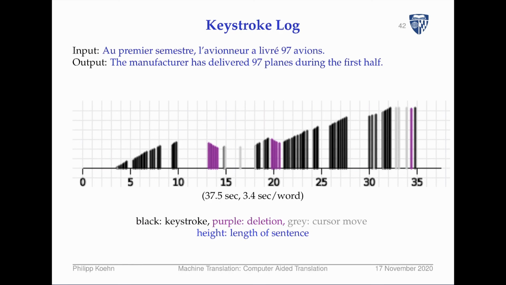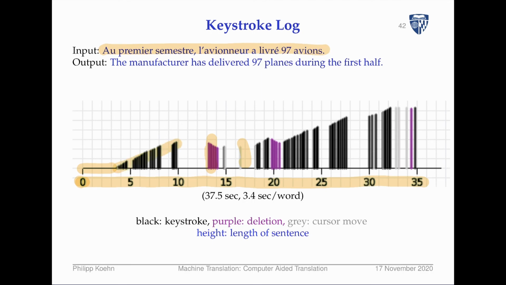Here's one example of one of the earlier tools we built, where we were just logging keystrokes. Here's a time axis, starting at 0 seconds, 5 seconds, 10 seconds, 15 seconds, and so on. Black is a regular keystroke, and purple is pressing the deletion key. Gray are keystrokes that deal with cursor movements. So what happened here? For the first 3 seconds, nothing happened. The translator was reading this French input sentence. And then the translator started typing away.